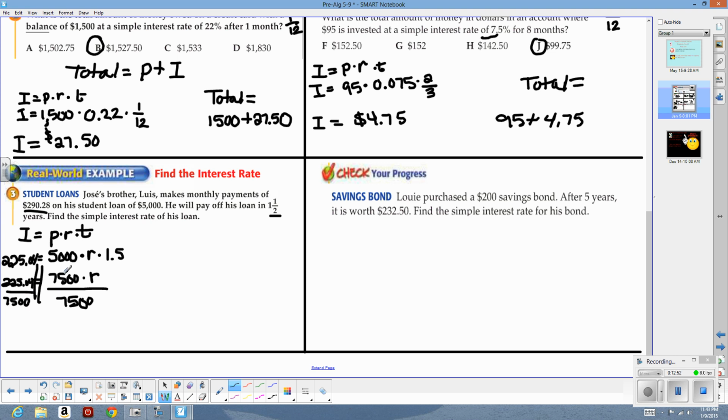So $225.04 divided by 7,500. And we end up with R equaling about 0.03, and then there's a bunch of zeros and some more numbers. So if we now write that interest rate as a percent, that's going to be about 3%.